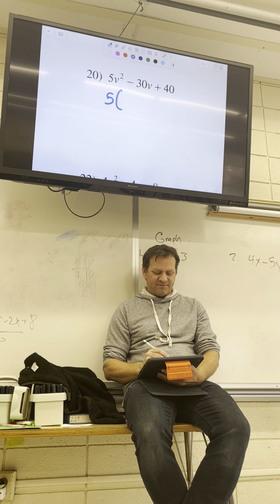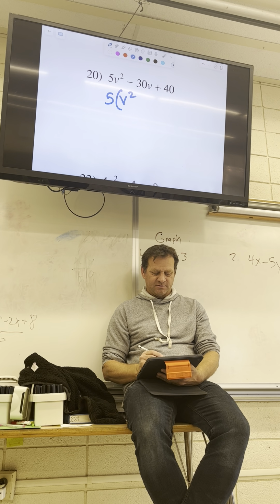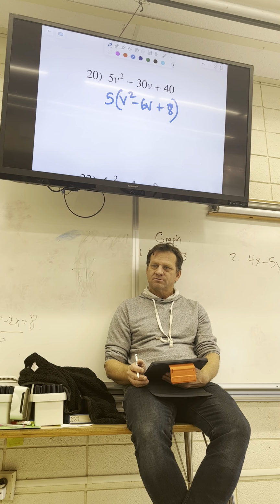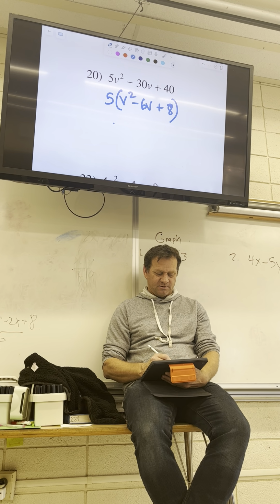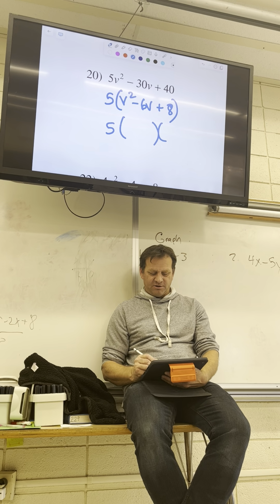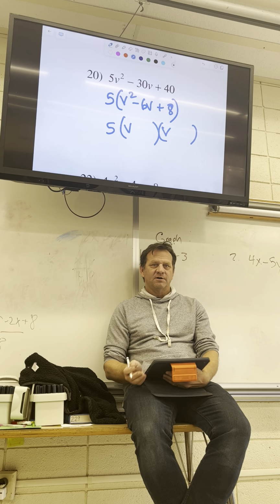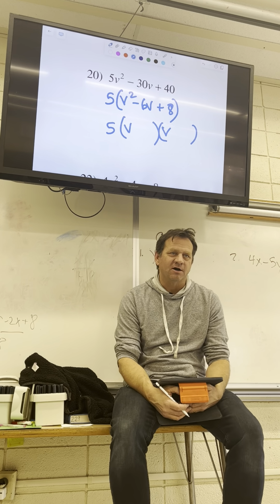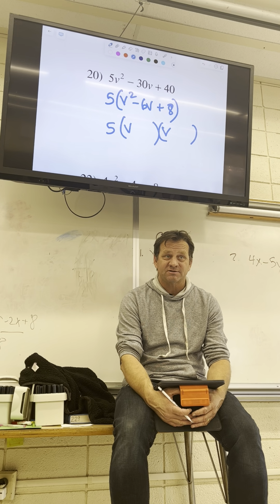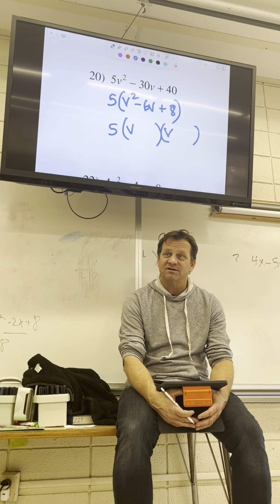Okay, so take out the 5, we'll have v squared minus 6v plus 8, okay? So that'll be v minus, well actually I'm going too fast. I'll let you guys figure it out. So, can anybody figure out what multiplies to 8 and adds to negative 6?